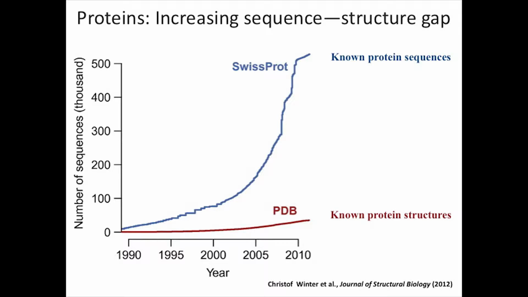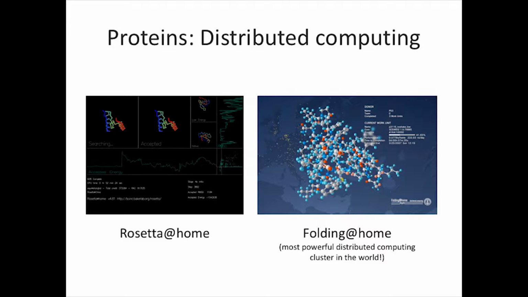So there's this large existing challenge of being able to determine what structure a particular protein will take given its sequence. And there have been a number of purely computational approaches to solving this problem, some of which you may have heard of.